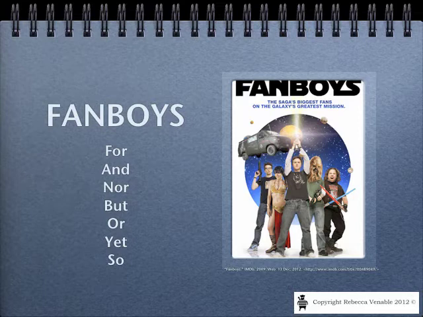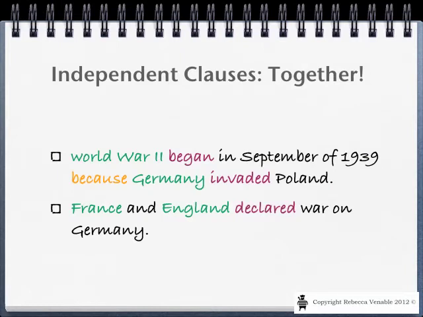So if we connect some of them, World War II began in September of 1939 because Germany invaded Poland. France and England declared war on Germany. Remains independent, but I could connect it. I could say Germany invaded Poland, so France and England declared war on Germany.